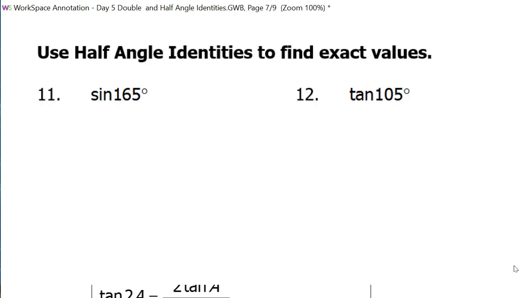Okay, the next section, now we're going to use the half angle identity to find the exact value. So number 11, we have the sine of 165 degrees. And 165 degrees is half of what angle?